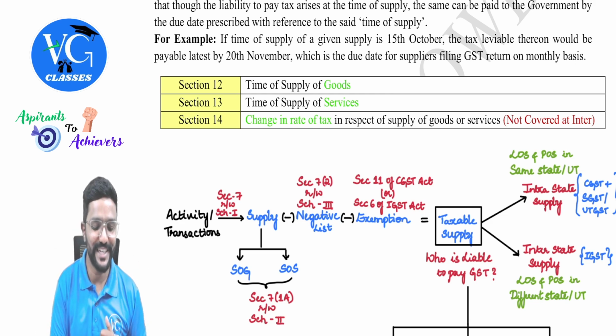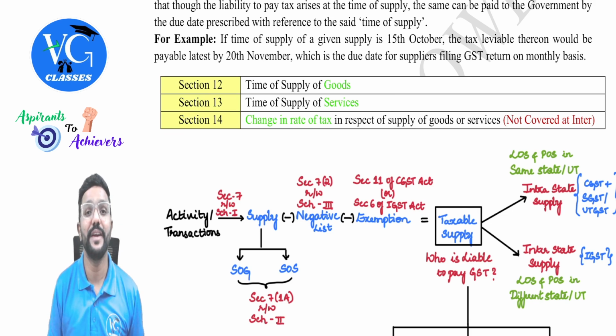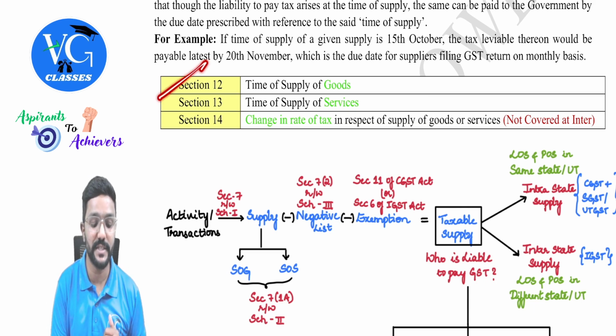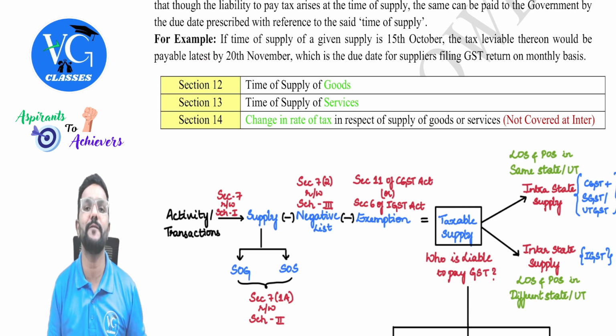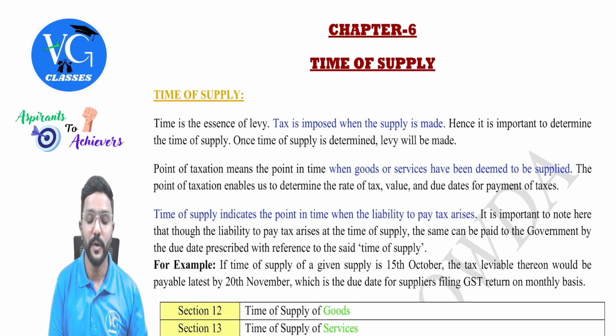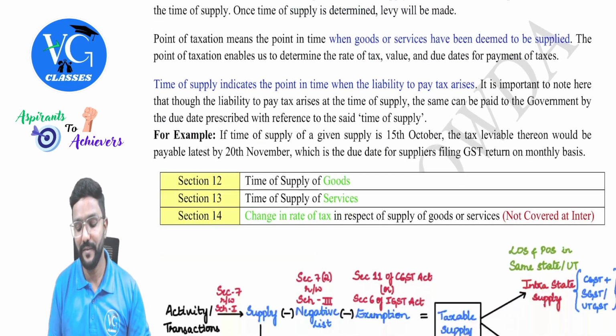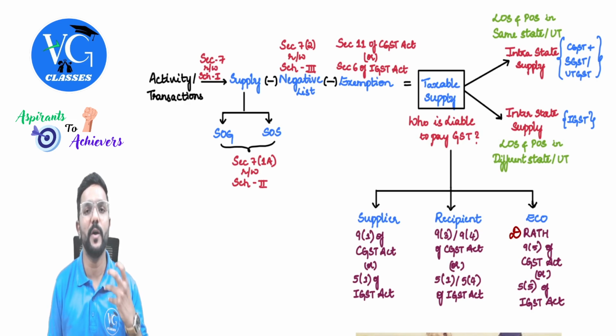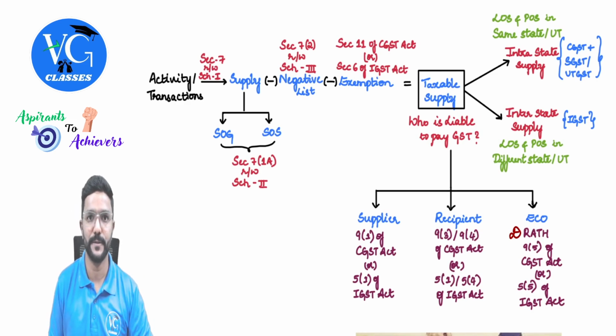But don't worry, section 14 is not a part of the intermediate syllabus. So we'll be learning only two sections, that is section 12 and 13 of the CGST Act, guys. But before we get into the time of supply topic, we will see why we require time of supply. We'll just try to recall whatever we have learned till now, guys.